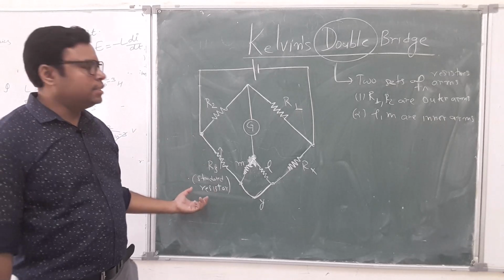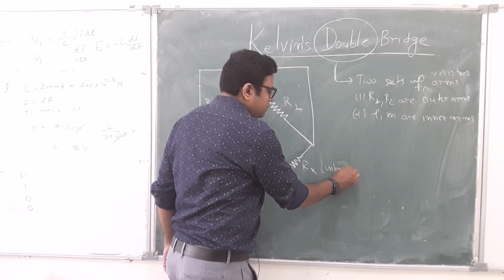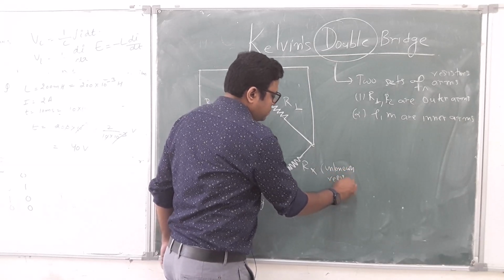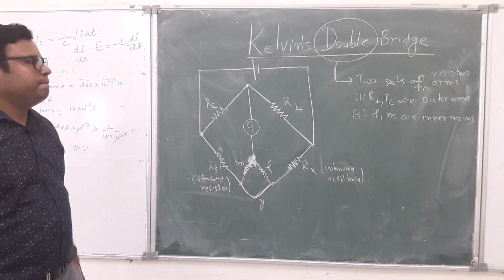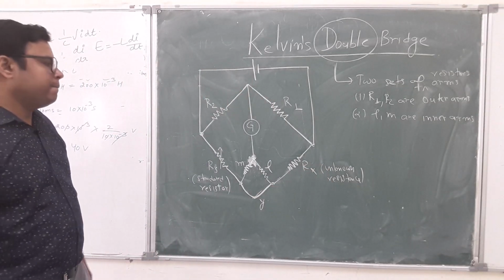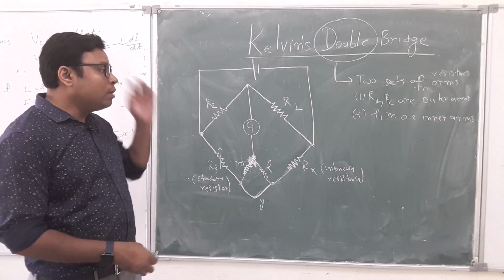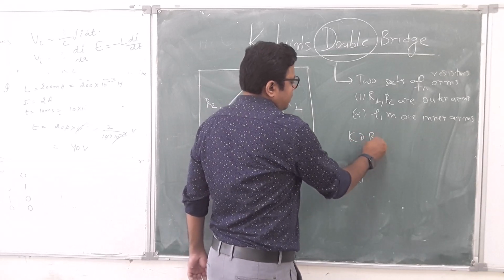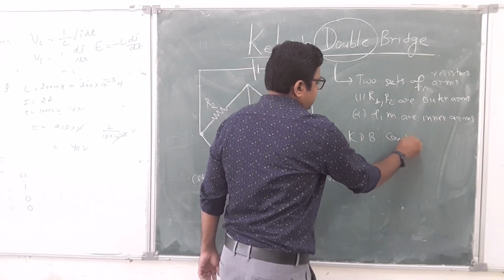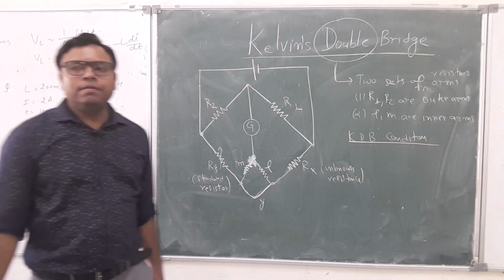This is the standard resistance. This is an unknown resistor, which is to be found. Now, under what condition? There is a Kelvin's double bridge condition. Kelvin's double bridge has a condition.